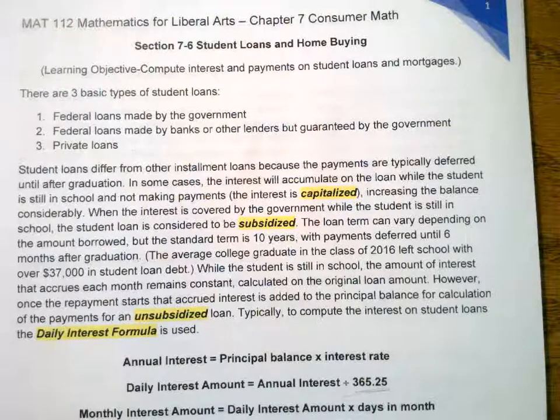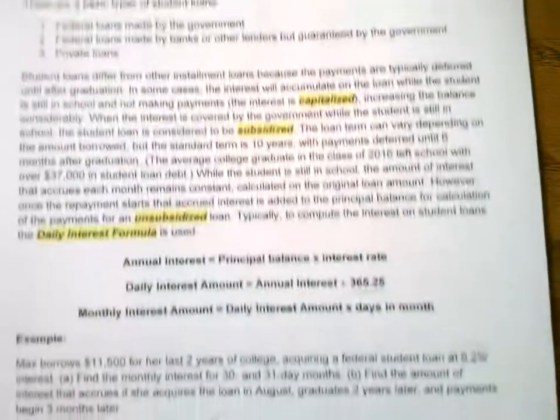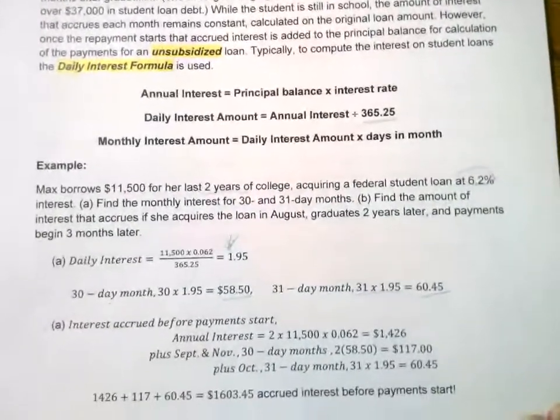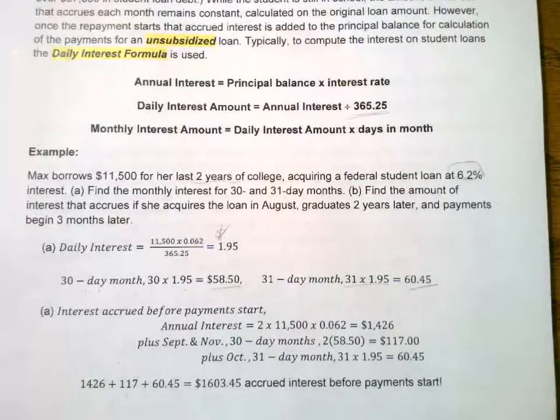Typically, to compute the interest on student loans, the daily interest formula is used. For annual interest, it's the principal times the interest rate. That's how they figure out the basic interest. The daily interest amount is the annual interest divided by 365. They take that amount as their estimate to cover all the different numbers of days in a month. And then the monthly interest amount equals the daily interest amount times the number of days in the month.